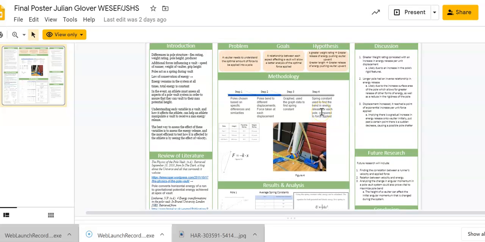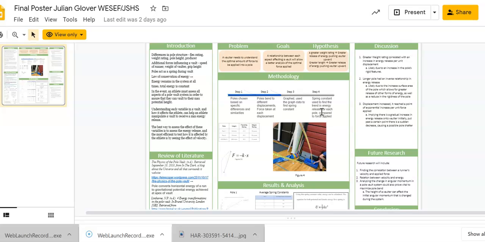So the problem that I looked to find a solution for was that a vaulter needs to understand the optimal amount of force to be applied into a pole. The goal was to find a relationship between each aspect of a vault and how it will allow a better analysis to find the optimum force on the best pole.